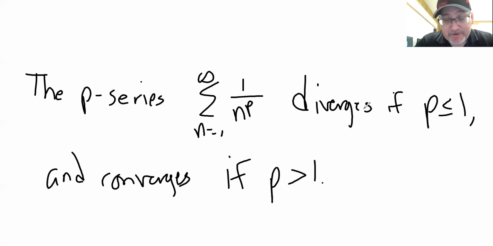You have a p-series, meaning that you have n to a power in a denominator, and you get divergence if that power is less than or equal to 1. Otherwise, you get convergence. So the end result's actually pretty easy. We'll take a look at 2 real quick examples.